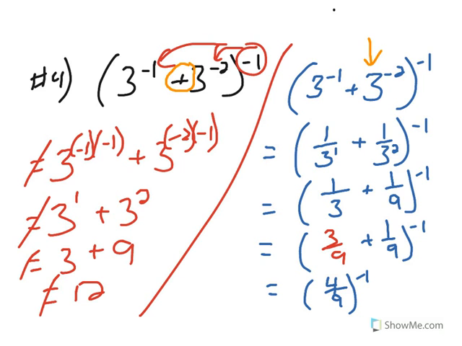To make the exponent positive, you take the base, which is 4/9, and you reciprocate it. So it's 9/4 to the 1st, which of course is 9/4. What you see in blue on the right is correct. What you see in red on the left is incorrect.